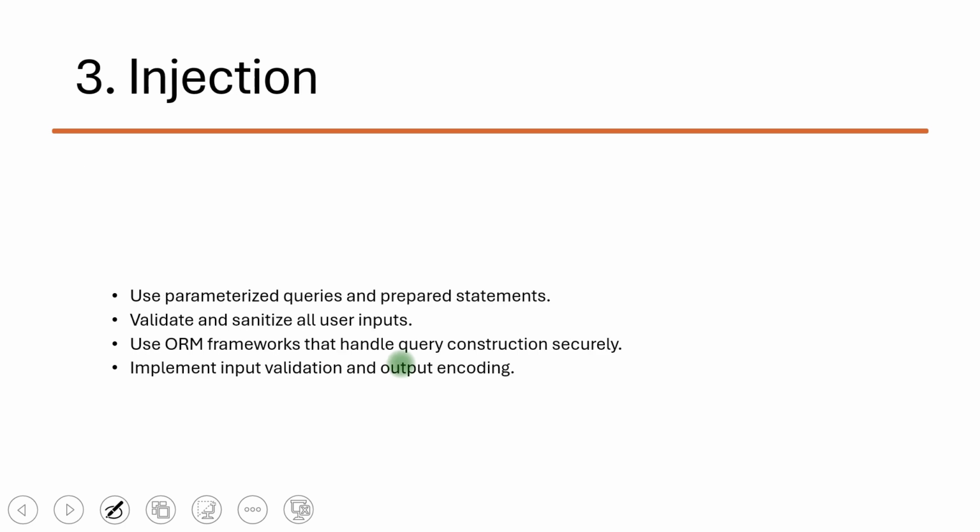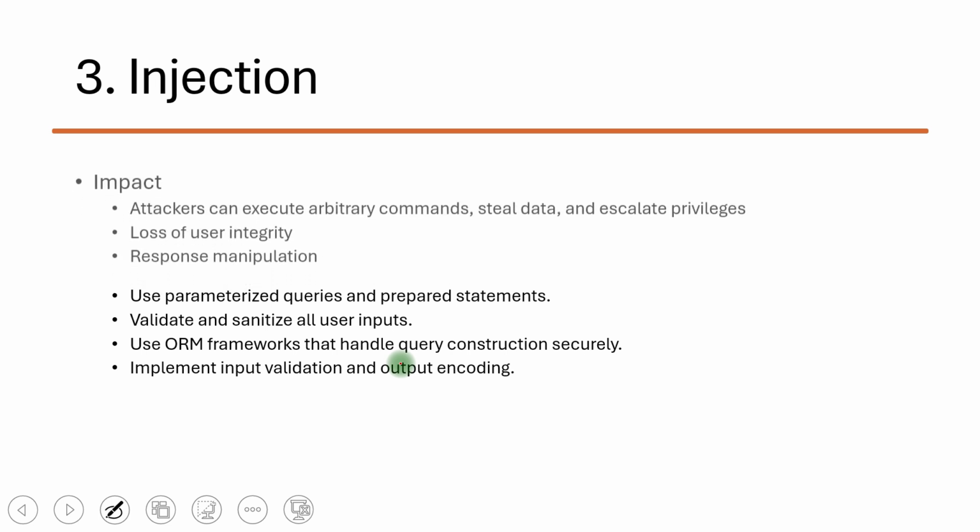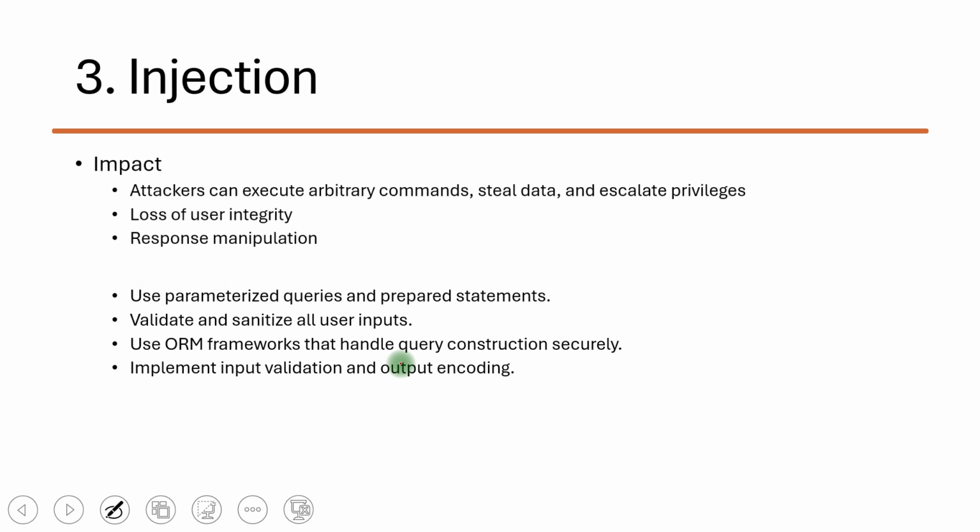Okay, moving to the next one, that is injection. So the impact, this is where the impact heading is there, but somehow it is missed. Attackers can execute arbitrary commands, steal data and escalate privileges. Injection is where some sort of code can be inserted into a form and unintentionally it can execute and get access that it is not supposed to get. So loss of user integrity is going to be there, and response manipulation is going to be there. How can we prevent it? Use parameterized queries and prepared statements.